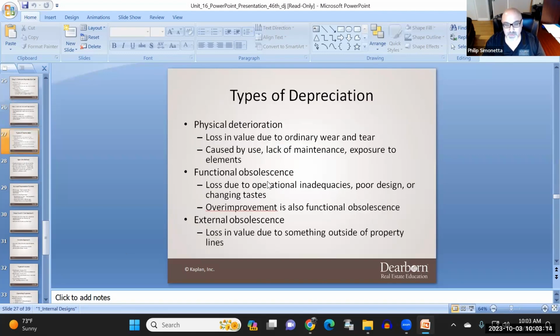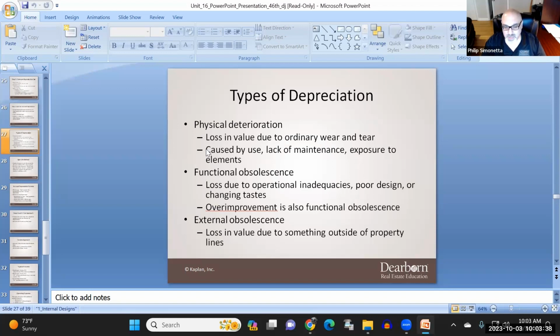Okay. So let's look at the types of depreciation that you have. You have physical deterioration. That's loss in value due to ordinary wear and tear. This is caused by use, lack of maintenance, exposure to the elements, right? That's like a roof that's 10 years old, or 20 years old. You'll have deterioration on that, right?